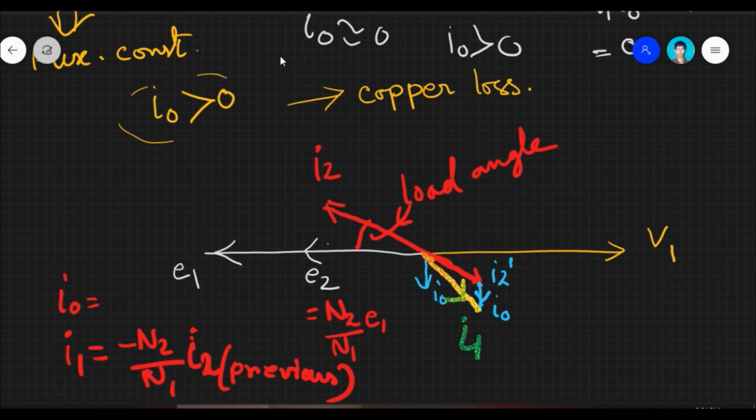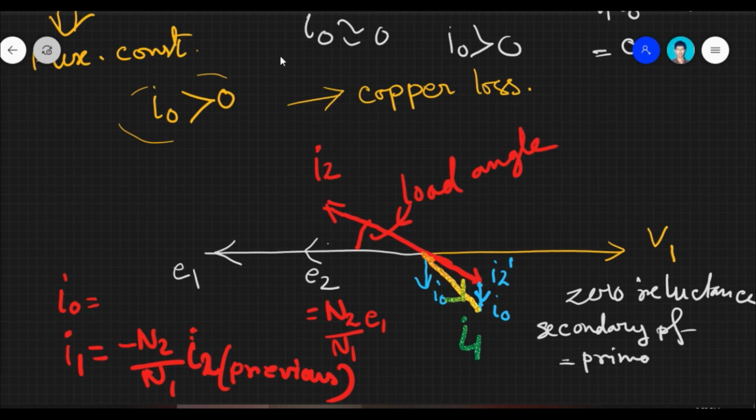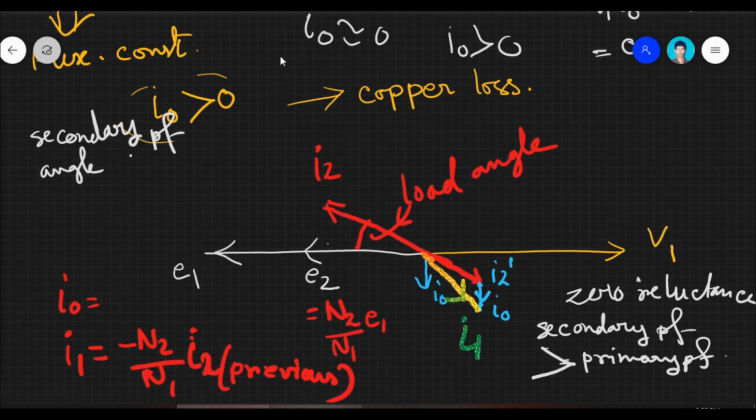Now see the change. Previously, in case of an ideal transformer with zero reluctance, secondary PF and primary PF were equal, but right now your secondary PF is greater than your primary PF, or stating it another way, the secondary PF angle is less than your primary PF angle.